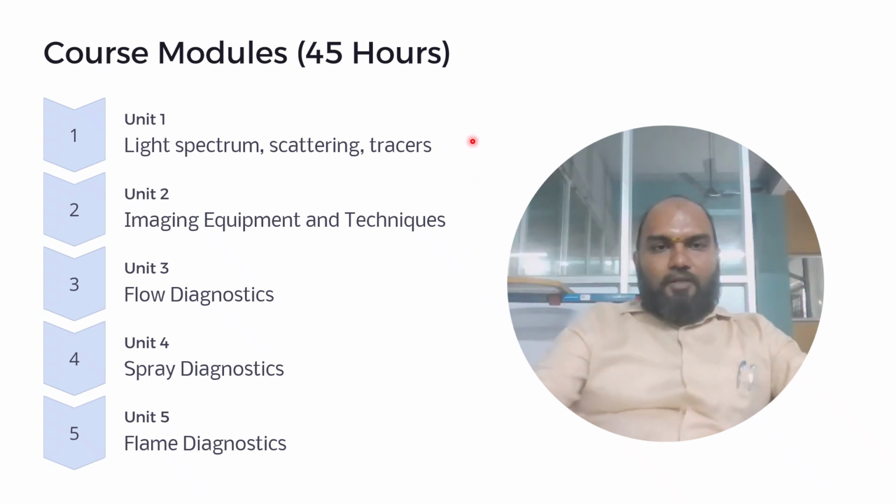This course consists of 5 units. Basically, the first unit speaks about the light spectrum and how light scatters around tracers, and what the dyes or tracers are that can be used for different visualization purposes. Unit 2 completely discusses the imaging equipment, most probably the cameras and sensors and the techniques associated with them. As an accessory, we speak about light and lenses.